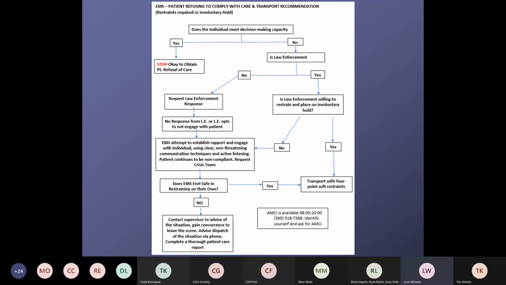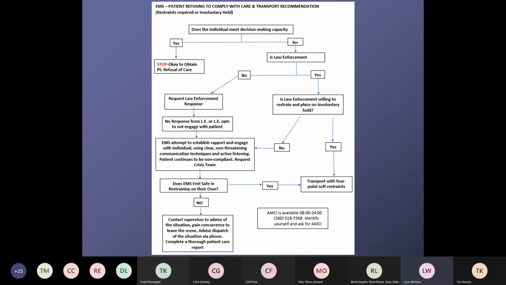Now, if you do not feel safe, then you contact the supervisor and explain the situation and gain concurrence to exit the scene. And you advise dispatch of this, etc. Now, the AMCI, sometimes it would be worthwhile to call them at that point, if you hadn't already called them, and advise them of the situation and that you left the patient at home or at the scene.